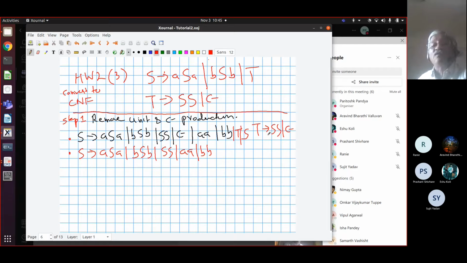T goes to SS will remain. T goes to epsilon will go because that's an epsilon production. But you can see on the left hand side there is no occurrence of T. So T becomes a useless symbol, right? It's not a reachable symbol. So this we can remove. So this is the grammar that we get after step 1, where we remove unit and epsilon productions. And this grammar will give you the same language as the original grammar minus the string epsilon. You will not be able to derive epsilon here, but everything else it will derive. This was our step 1.